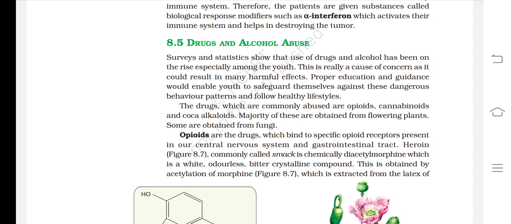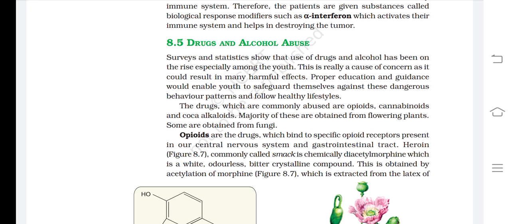Drugs and alcohol abuse. Surveys and statistics show that the use of drugs and alcohol have been on the rise, especially among the youth. This is a cause of concern as it could result in many harmful effects. Proper education and guidance would enable youth to safeguard themselves against these dangerous behavior patterns and follow healthy lifestyles.